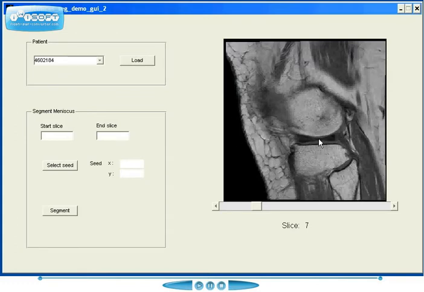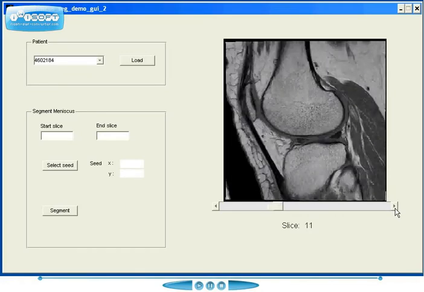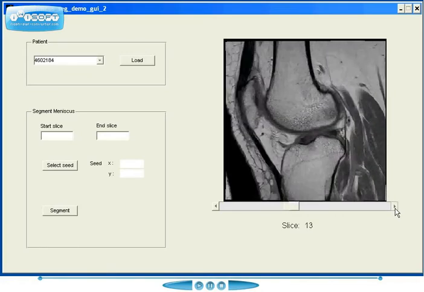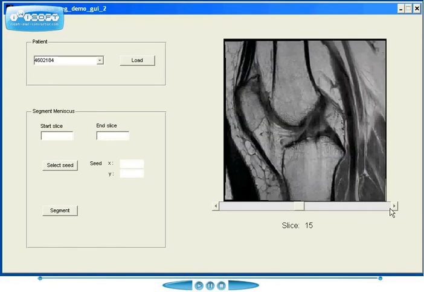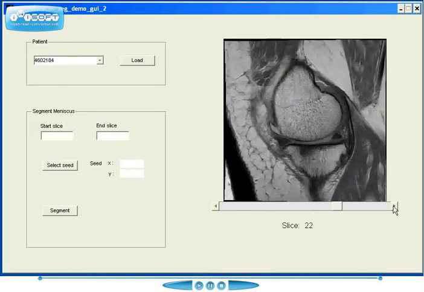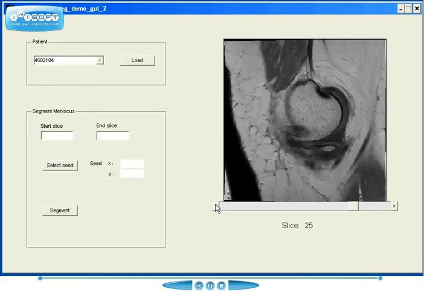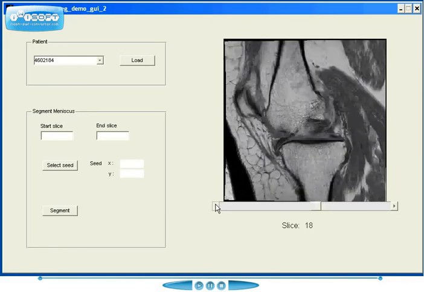In this dark area in between the bones is the lateral meniscus, which is going to be our target of segmentation today. If we scan through, we can see how the meniscus tracks and then stops at the cruciate ligaments and then picks up as the medial meniscus. We're going to focus on segmenting the lateral meniscus today.